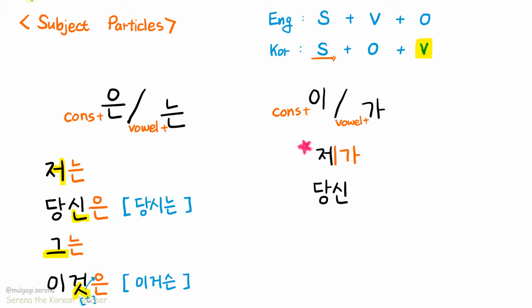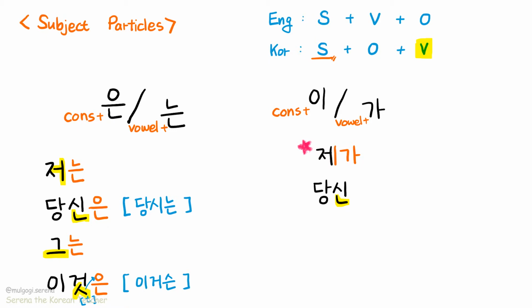Let's try 당신 again. 당신. It ended with a consonant, so we do need a circle to pronounce it softer. All right. 당신이, right? 당신이. Very good. So, next one. What about 그녀? 그녀. It's a vowel, so that we need to add 가. 그녀가. Right?